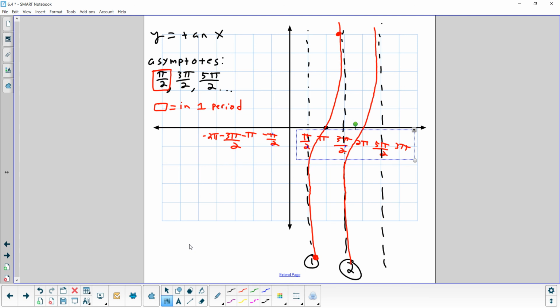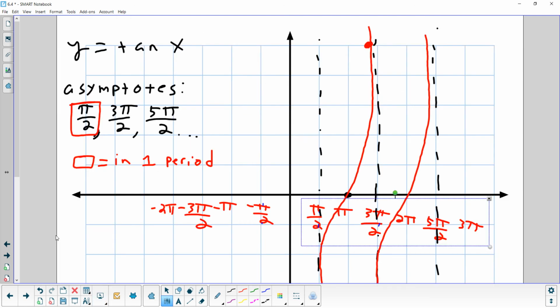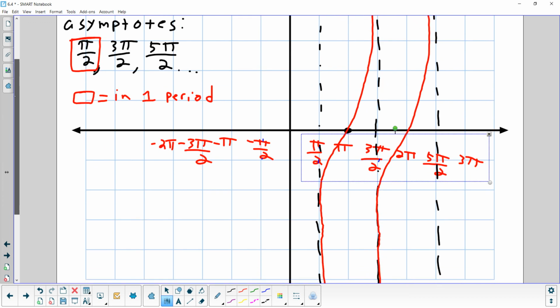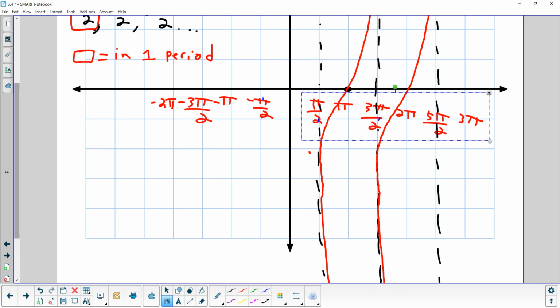What's pi over 2 in degrees? 90. That's 90. So each one of those red lines is a full cycle of tangent. This cycle starts at 90, and it ends at 3 pi over 2. It's between 90 and 3 pi over 2. What's 3 pi over 2? Yep. 270. What's the difference between those two numbers?